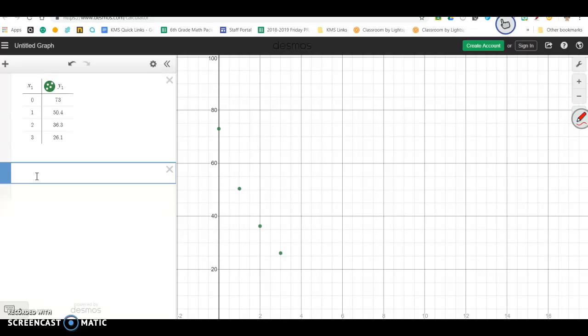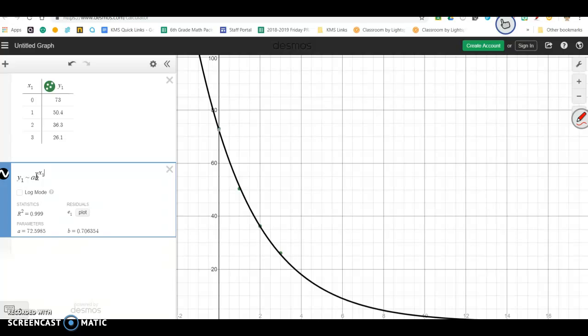We can write our equation. We can have Desmos write our equation. Remember, it's that y1 squiggle a b to the x1. And it draws it for us. And then it tells us our parameters. It says a is 72.59, and our b is 0.706.